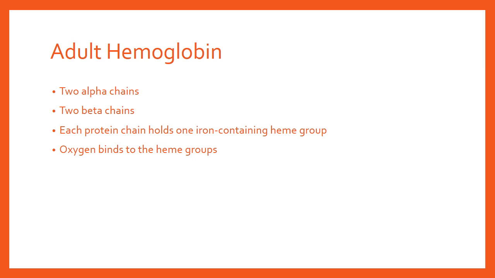So oxygen binds to basically the heme group, or iron-containing group. But again, there are 4 chains, each one has a heme group, so you can transport 4 molecules of oxygen in each molecule of hemoglobin.